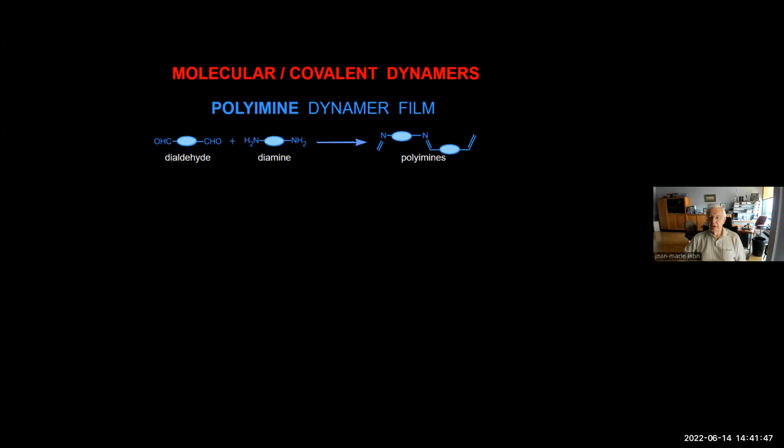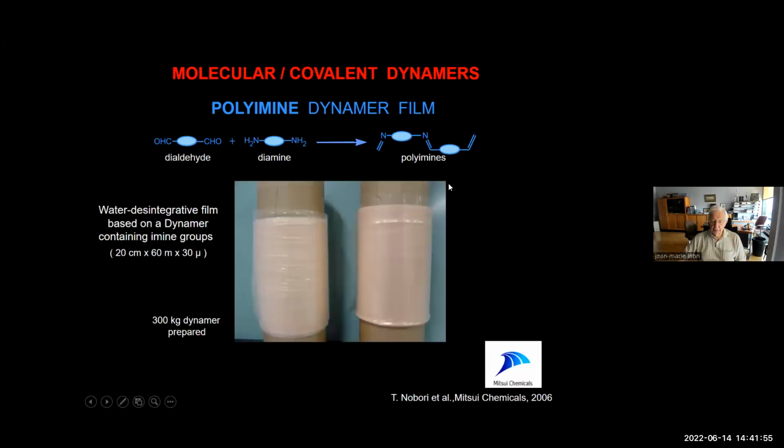Let's first look at the polyimine dynamer film. If you take a dicarbonyl with a diamine, you can make a polyimine, and this polyimine then gives a nice film. It has been done in collaboration with a Japanese company, Mitsui Chemicals, which was sending co-workers from their research center to my group. They were interested in the possible functional properties and applications of these dynamic films. So they were sending co-workers to my lab.